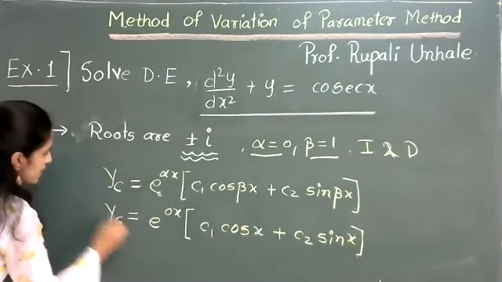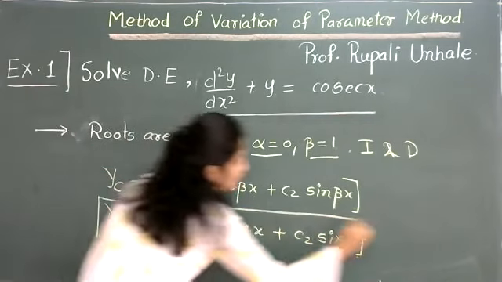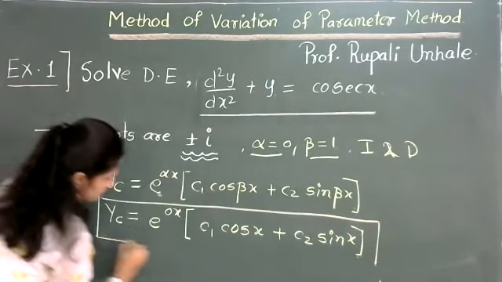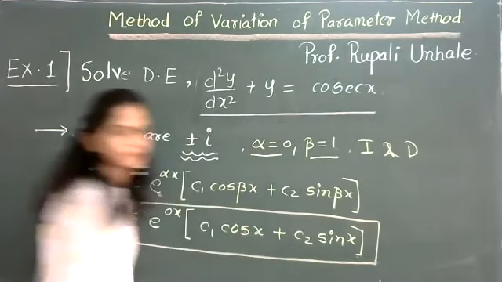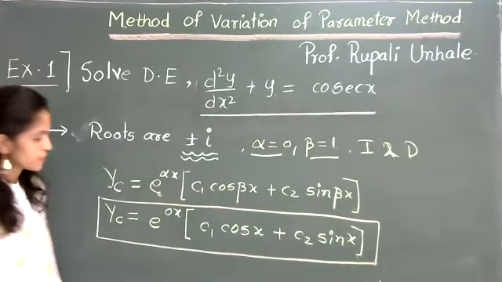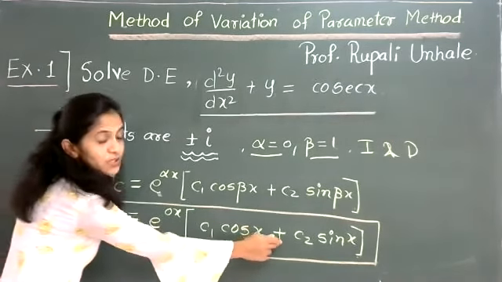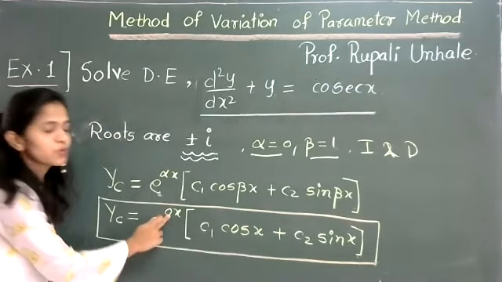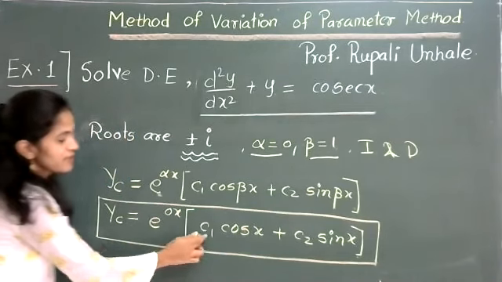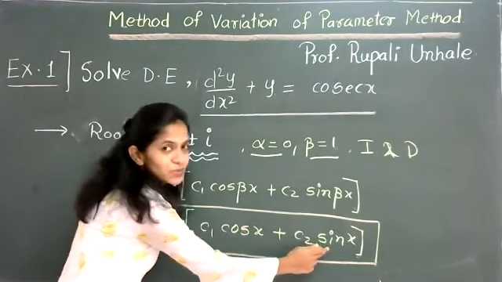So this is our required complementary function. So here yc is e raised to 0x times c1 cos x plus c2 sin x. E raised to 0x becomes 1. So simply we get c1 cos x plus c2 sin x.